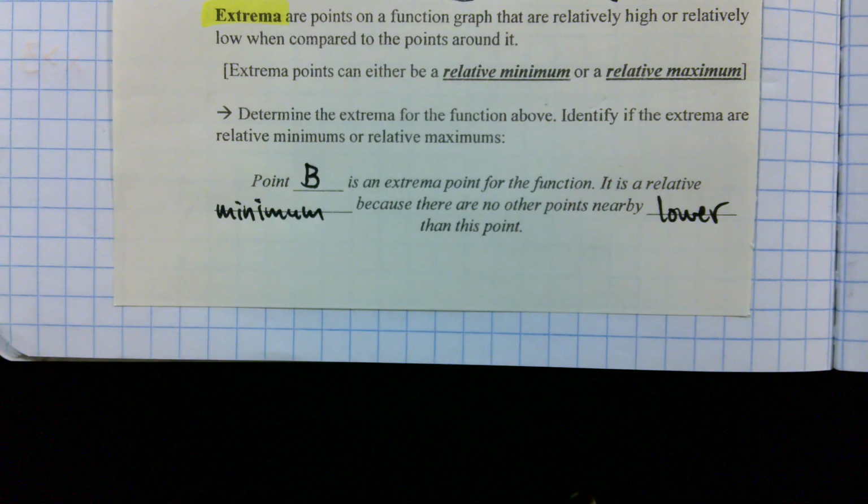How many minimums do I have on this graph? Just one, right? If I said this was A, B, and C, where's my relative minimum? Which point? B. Point B. How do I know it's a minimum and not a maximum? Because it's the lowest point in the graph. Because it's low down. Relative minimum. What would A and C be then? Maximum. These are relative maximums.